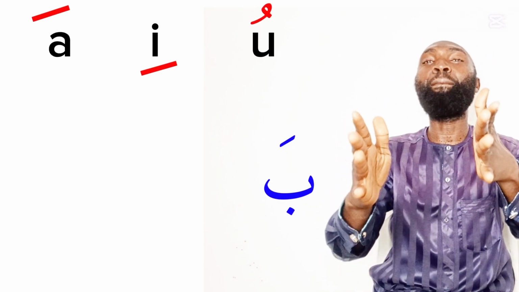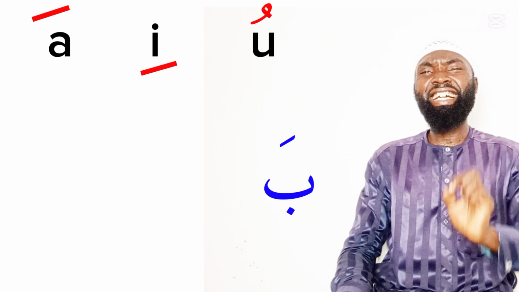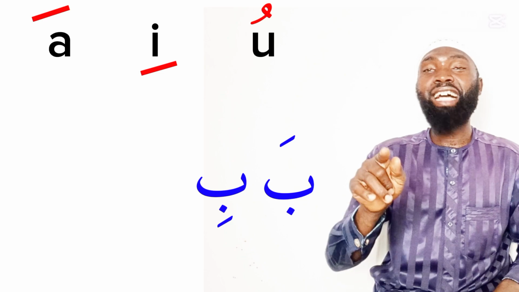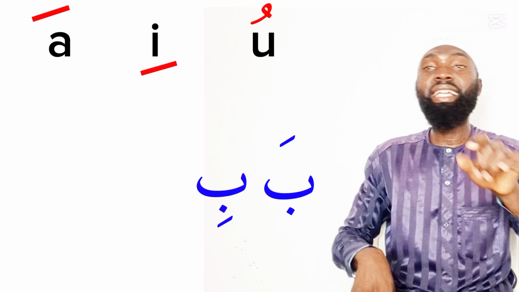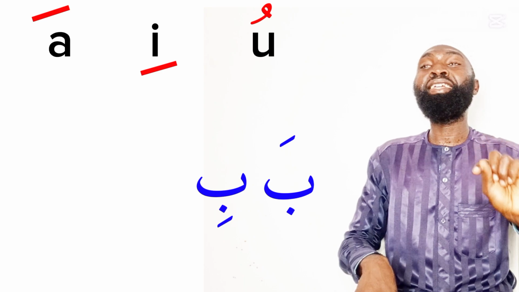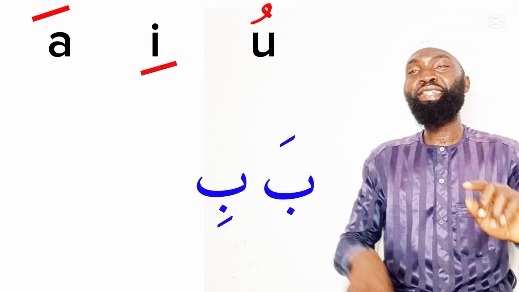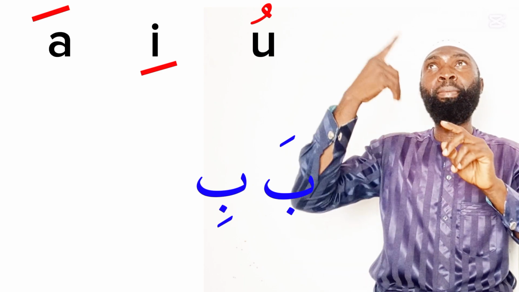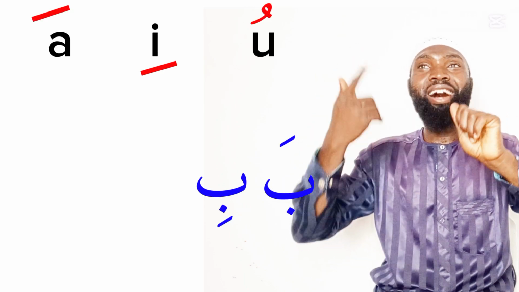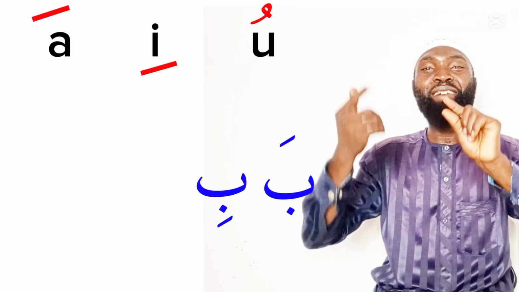Ba, ba, ba. Then the second letter is the letter Ba also. But this time it has a dash under it. So this will be pronounced as B-E, to give you Bi. So join them together to have Ba, Bi. Ba, Bi.